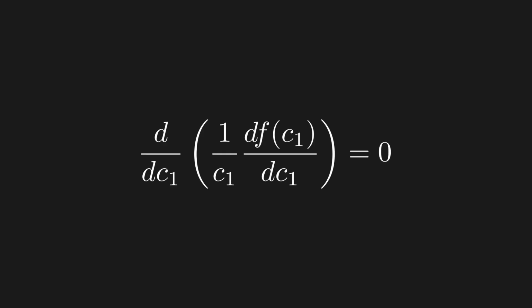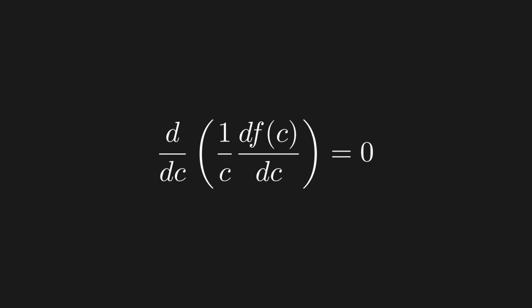Once we do this, we can take a step back and look at what we have. This is it. This is our differential equation for F. Again, there's nothing special about C1. We could have done this with any C. So let's replace the argument with a generic coefficient C.